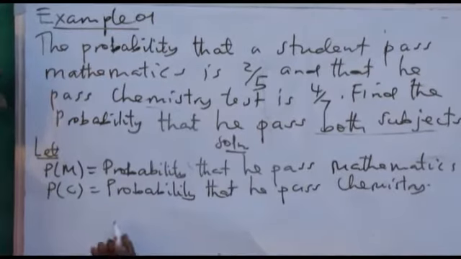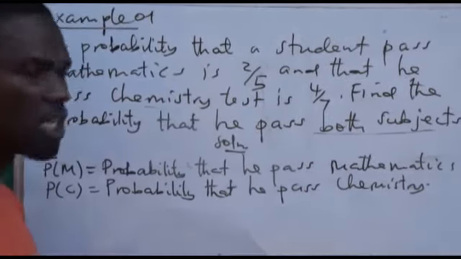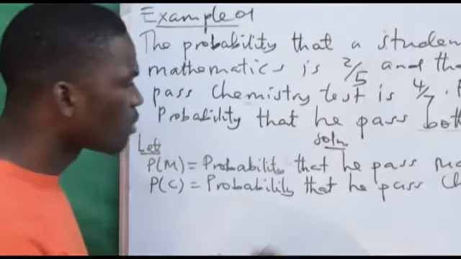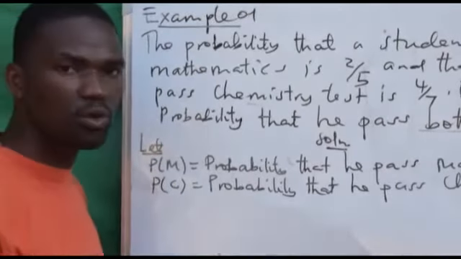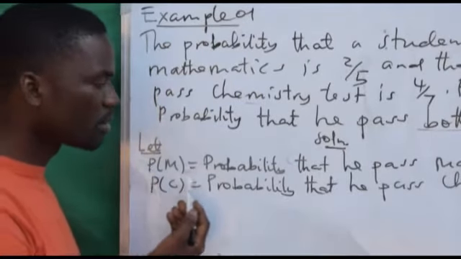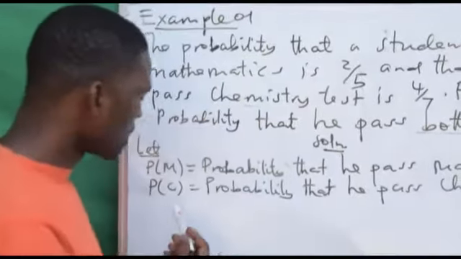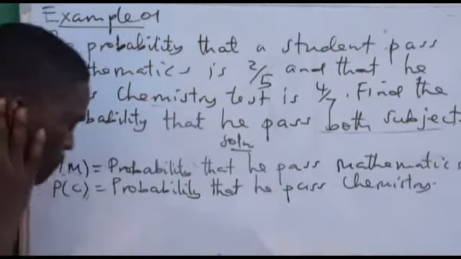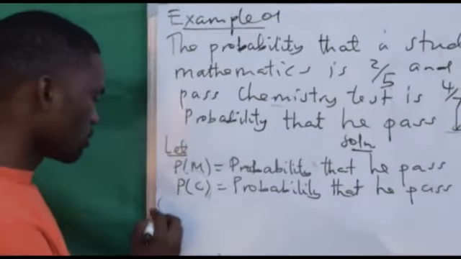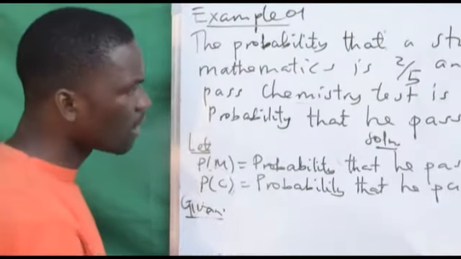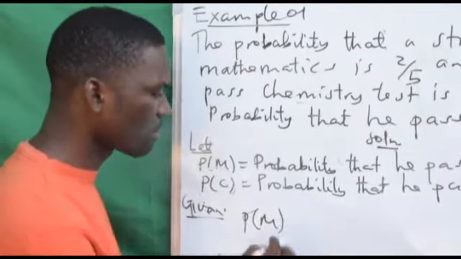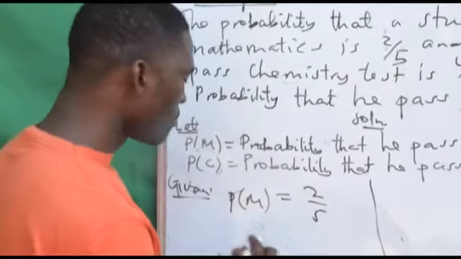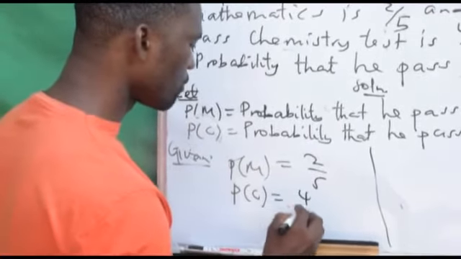So what is being asked is the chance that both of the tests will be passed. Now, in order to answer the question, you have to suggest the symbols. Suppose P of M represents the probability that he passes mathematics, and suppose P of C represents the probability that he passes chemistry. Now you have been given the information that the probability that he passed mathematics is equal to 2 out of 5, and the probability that he passed chemistry is 4 out of 7.